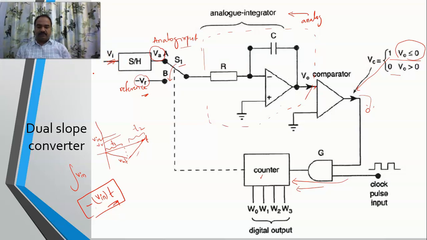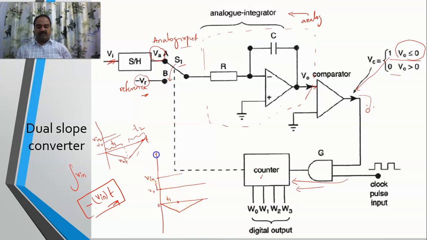Now, how is it going to work? This I will explain. Let us suppose this is my reference value. Now let us suppose this is my 0, this is my VR, and this is my V input. Let us suppose V input is higher. So what happens if I allow it for some T1 time? This is my VR. Let us suppose this is my initial case.